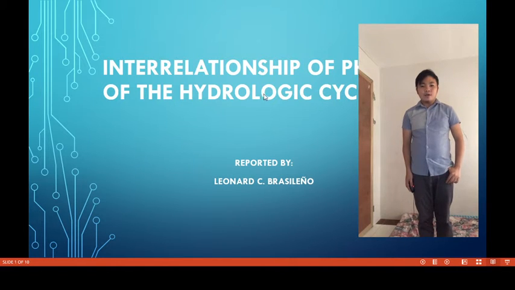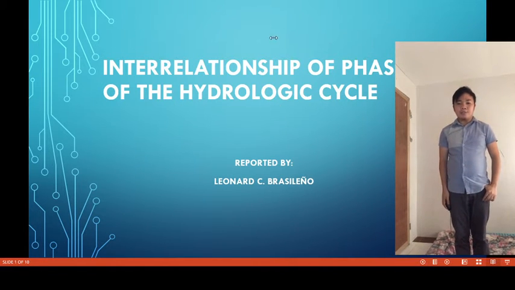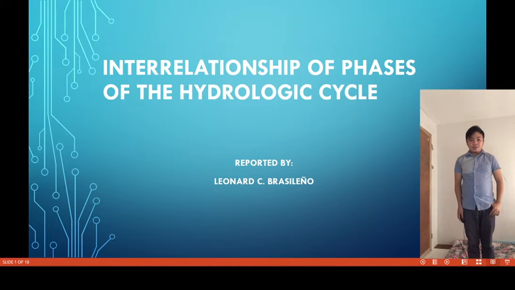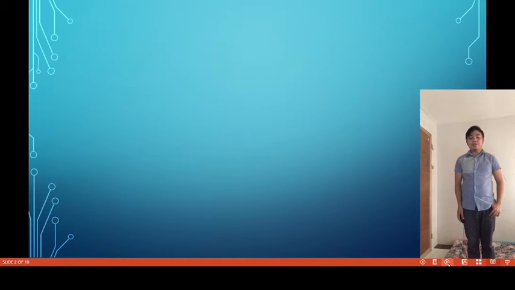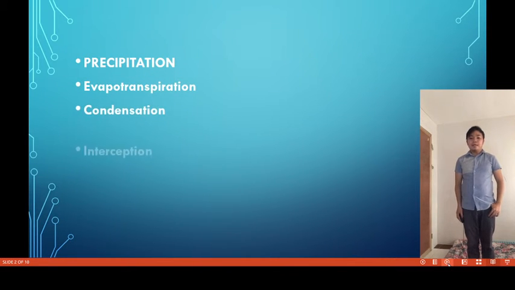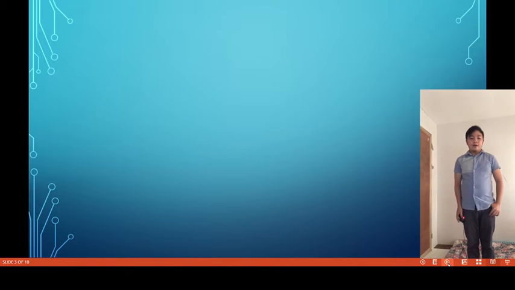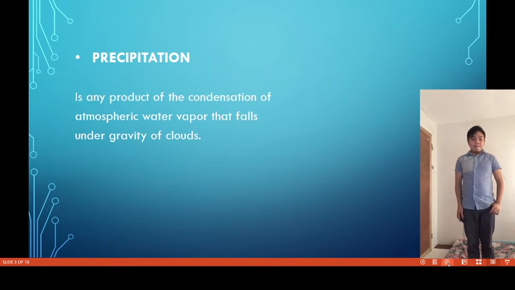First, there are several phases of the hydrological cycle. First is precipitation. Next is evapotranspiration. Next is condensation, interception, runoff, percolation, and groundwater. The first I'm going to discuss is precipitation. So what is precipitation? It is any product of the condensation of atmospheric water vapor that falls under gravity from the clouds.